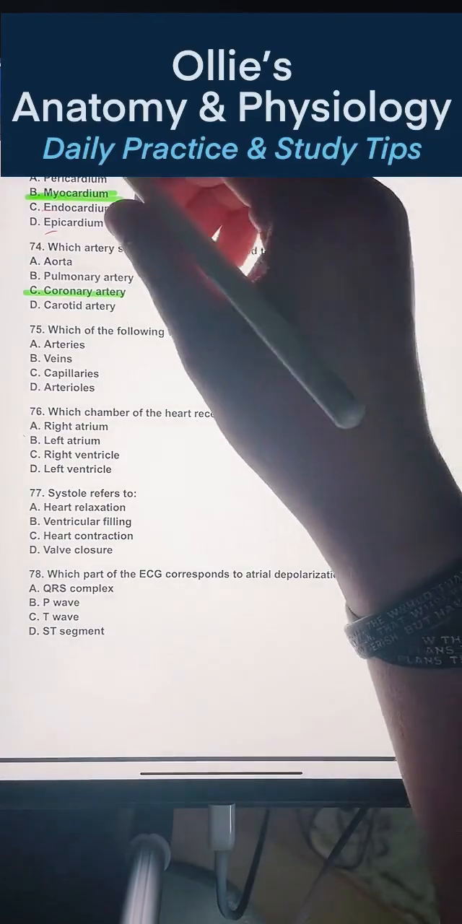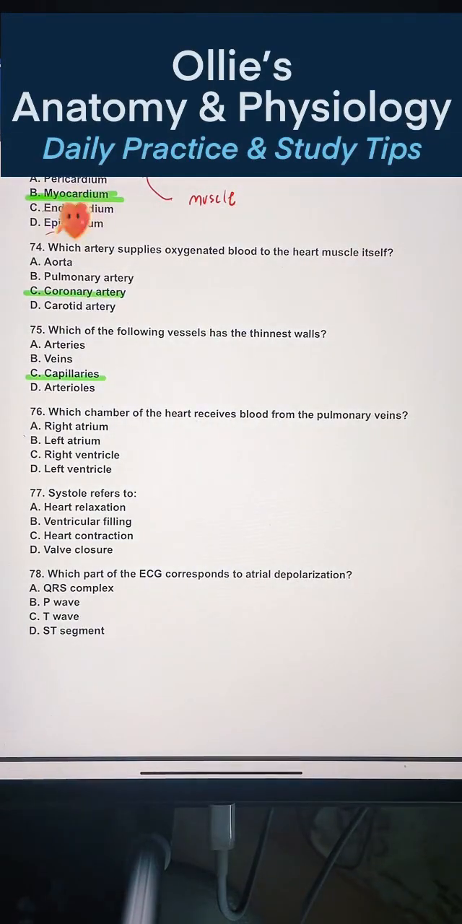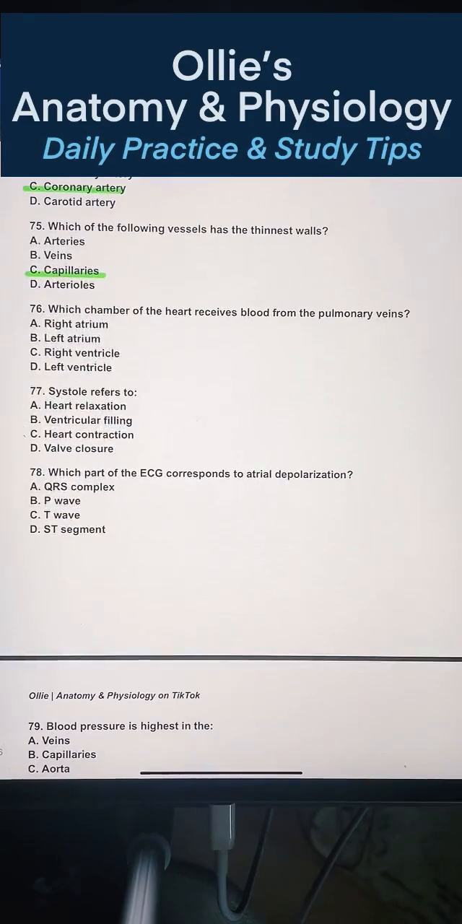75 is C. It is capillaries. They have the thinnest walls. Think about it. They have to be thin so that we can exchange oxygen and carbon dioxide and nutrients and waste very easily. Number 76. Which chamber of the heart receives blood from the pulmonary veins?